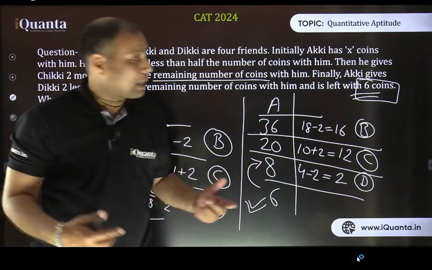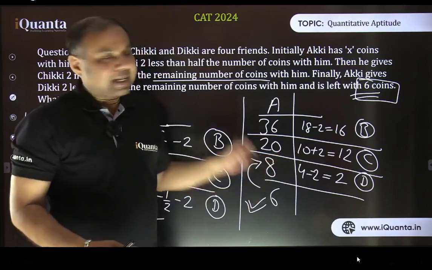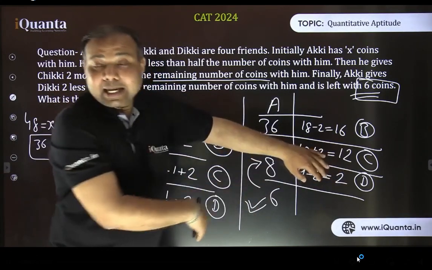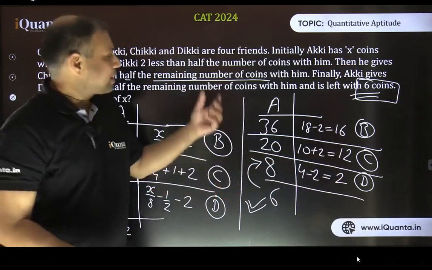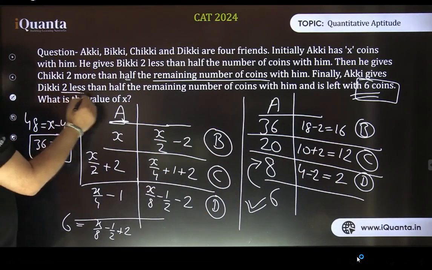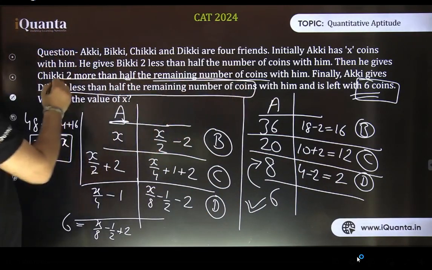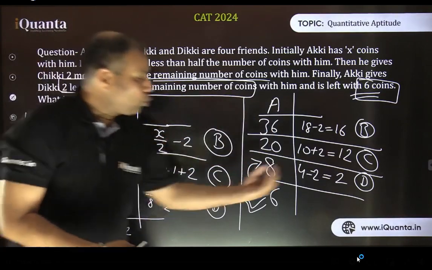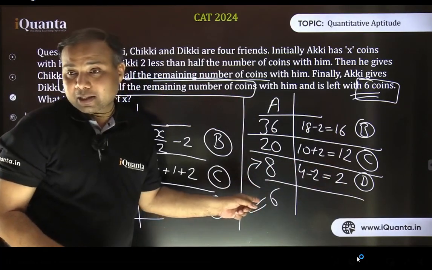When are these 6 coins left with him? What happened before that? Before that, he had given half the coins to D, but 2 less than that, which means he had taken 2 coins back in a way. It is given that he gave D 2 less than half the remaining number of coins, which means he gave half the coins, took 2 back, right? So after taking those 2 coins back, he is having 6 coins, right?